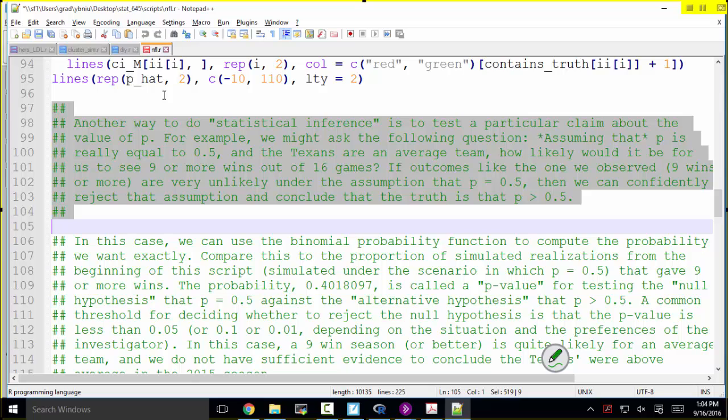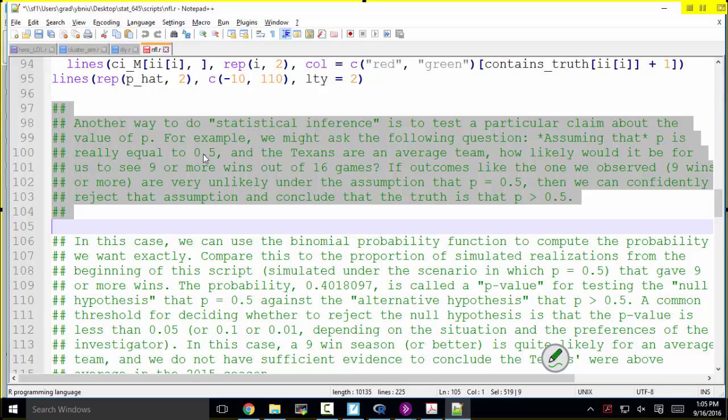What if we want to make a formal decision? Yes or no, are they better than chance, this team? We're going to make a decision, yes or no, and we would like to be able to assign our level of confidence to our decision. I think they are a better than average team, and I'm 92% confident in that statement. We'd like to be able to say things like that.